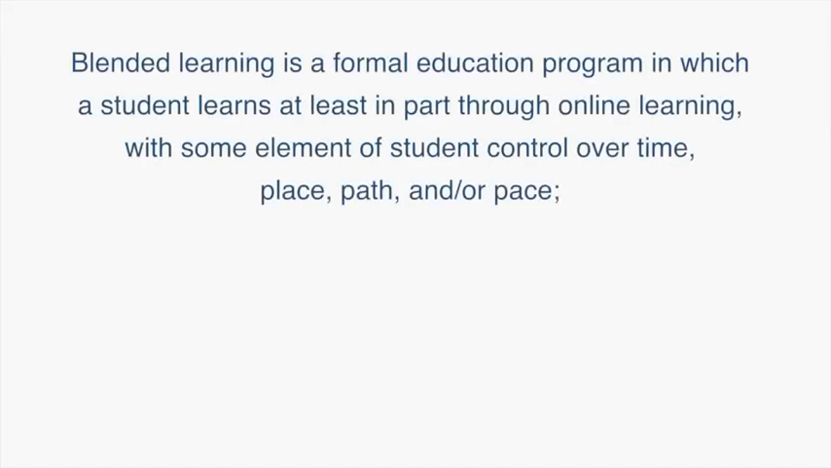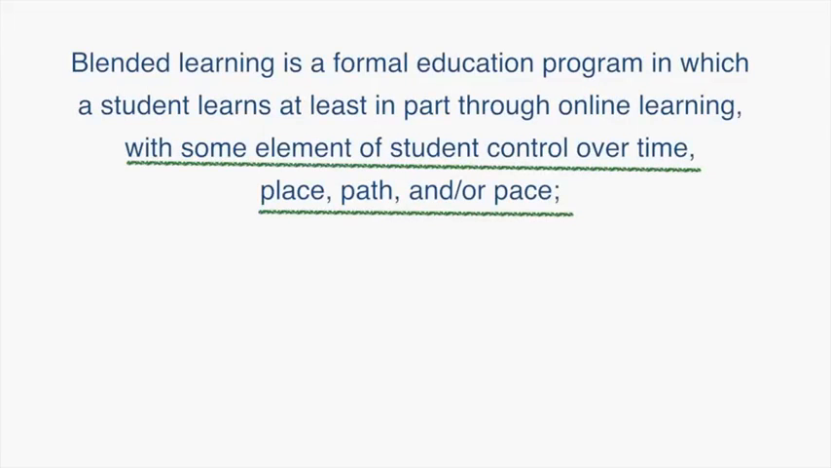So the first part of this definition is actually pretty straightforward. It basically means that students are learning online. But the critical part is this part here in the end of the definition. It's the part that says that students will have some element of control over the time, the place, the path, and/or the pace of learning.